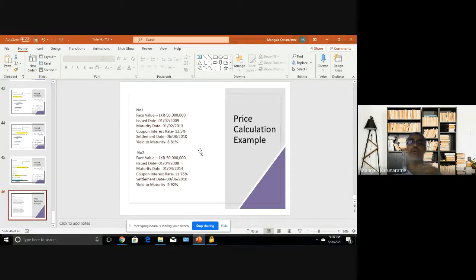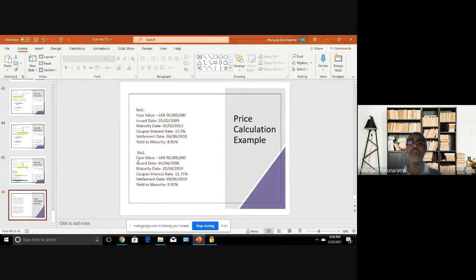So now here this bond gives 13.5% interest rate, but yield to maturity is 8.81. So what will happen? The seller of this bond will say, okay, look here, my bond has 13.5, whereas you can invest only at 8.81%. So you give me more than 50 million to buy this. So this is a premium bond.